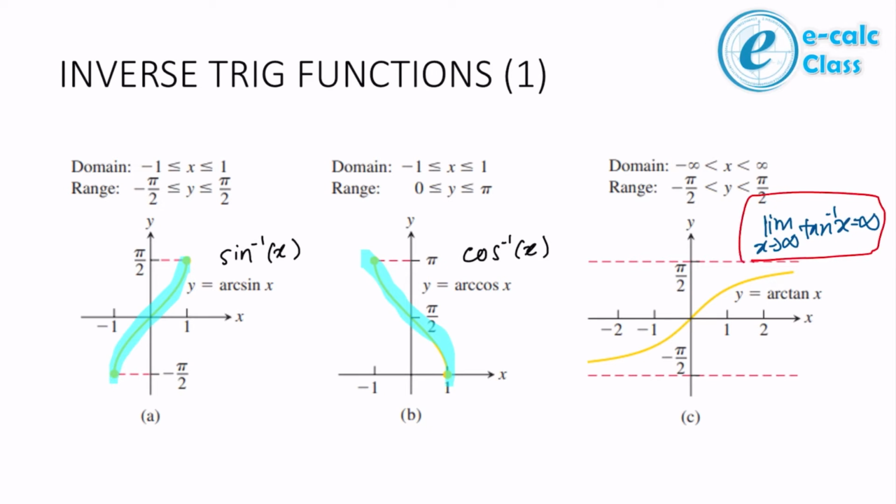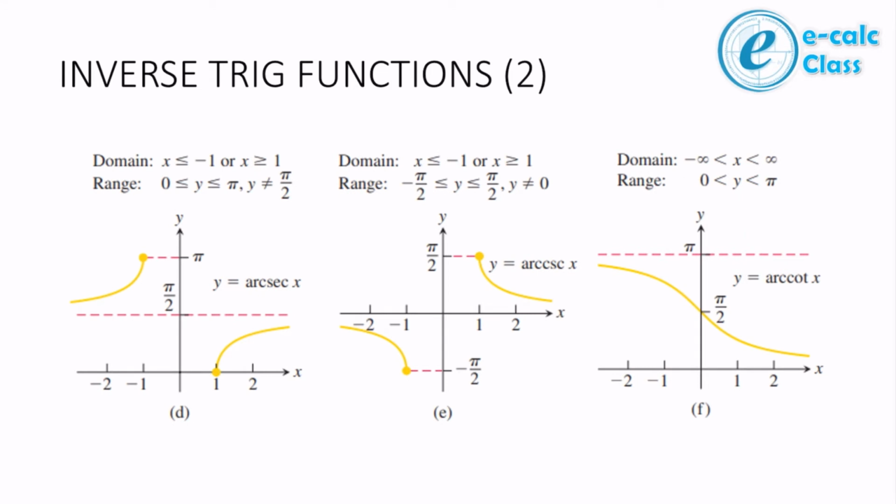When x approaches infinity, the tangent inverse, or the arctangent, approaches pi over 2. Then what about this? When you take the limit as x goes to negative infinity of arctangent of x, it will be negative pi over 2. Alright, so it's about turning around and the asymptotes. Alright, then for this, it's actually the same.